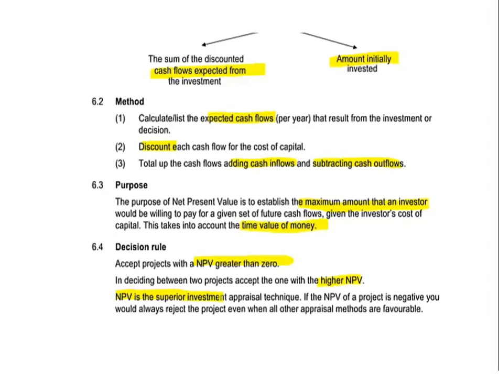If it's negative, you know that you would want to reject the project even if all of the other methods are favourable. And that's because it's the superior technique. And that's an important fact to remember for multiple choice questions where you might be given the results of the NPV, the payback and other methods, but if the NPV is negative, you would always say not to go ahead with the project.